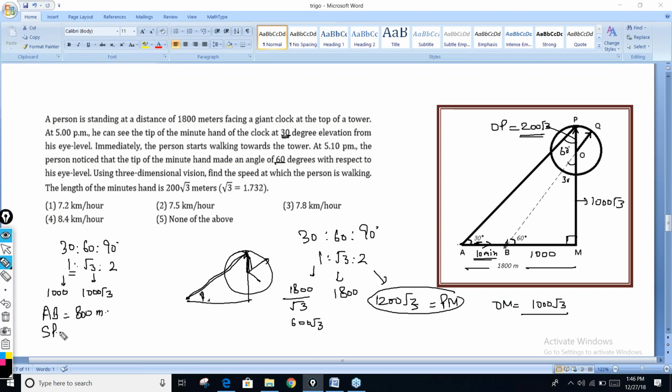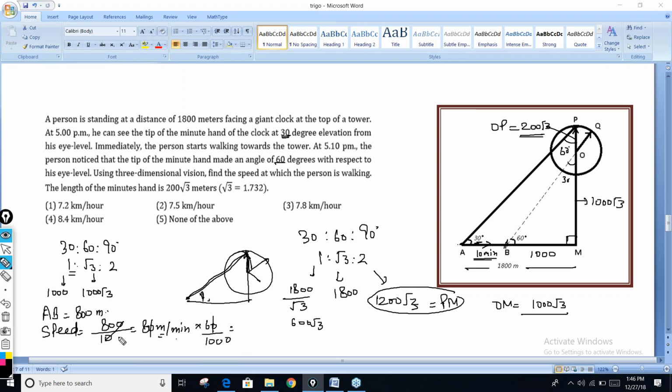So what is the speed? It means he has traveled 800 meter in how much time? 10 minutes. So speed comes out to be 80 meter per minute. But look at the options. Options are given in kilometer per hour. So I'll multiply with 60 upon 1000. That is kilometer per hour. Meter to kilometer we need to divide. Minute to hour we need to multiply. So that is 48 upon 1000.